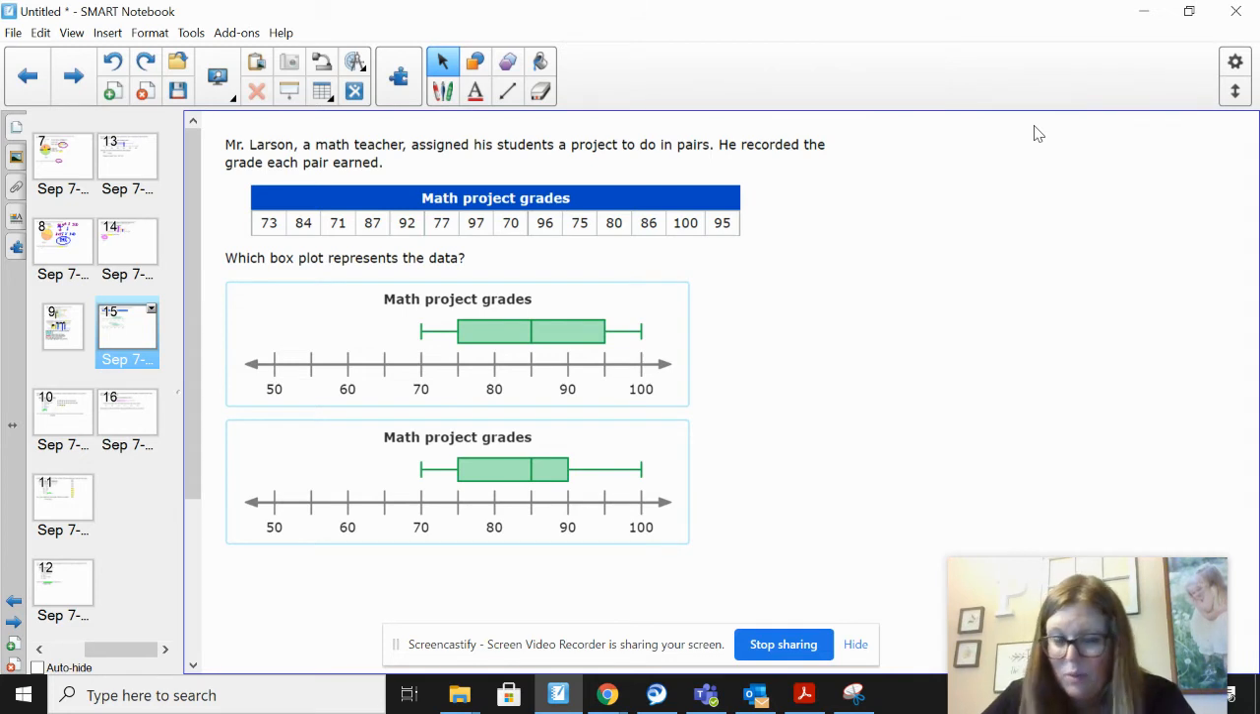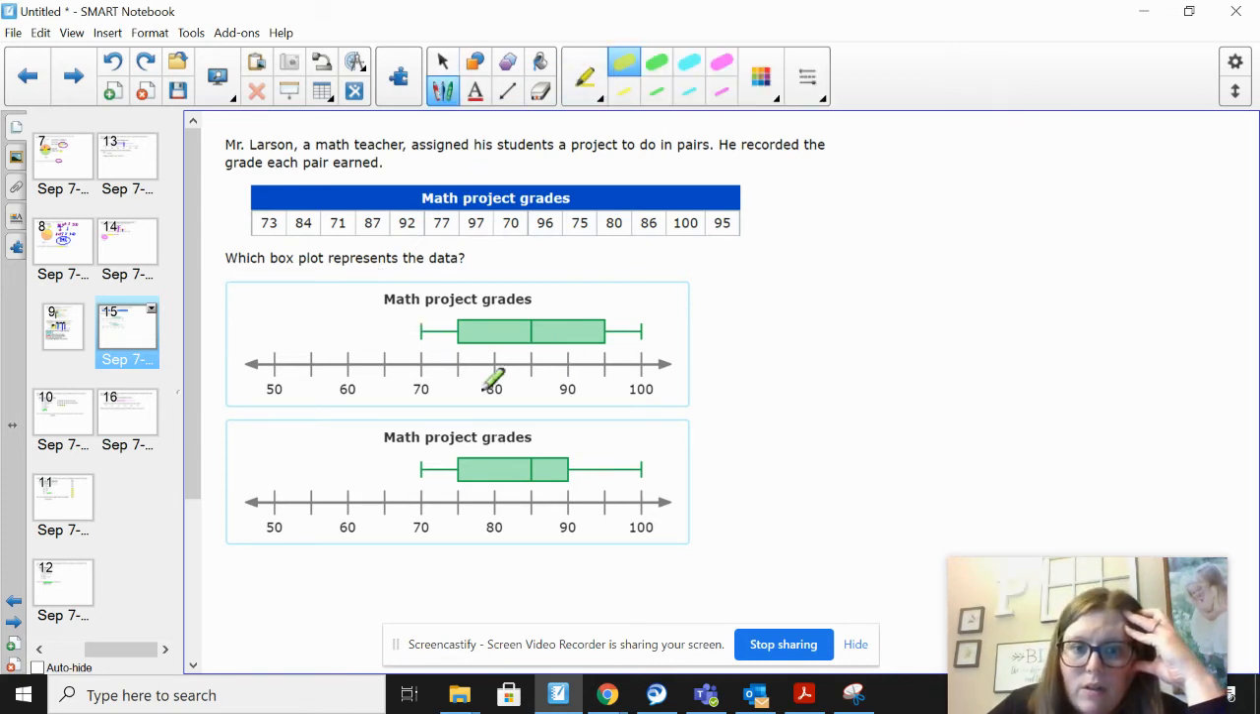All right, when you get kind of towards the 70s range, you might have a question like this. Mr. Larson, a math teacher, assigned his students a project to do in pairs. He recorded the grade each pair earned. Which box plot represents the data? So always look, in your outlet, your minimum and maximum value are the easy ones. But notice how they're the same. These are both 70, these are both 100, so not very helpful. The median's the same, the lower quartile's the same. So it looks like, hey, we need to figure out which one of these it is, right? What's the upper quartile of this data?